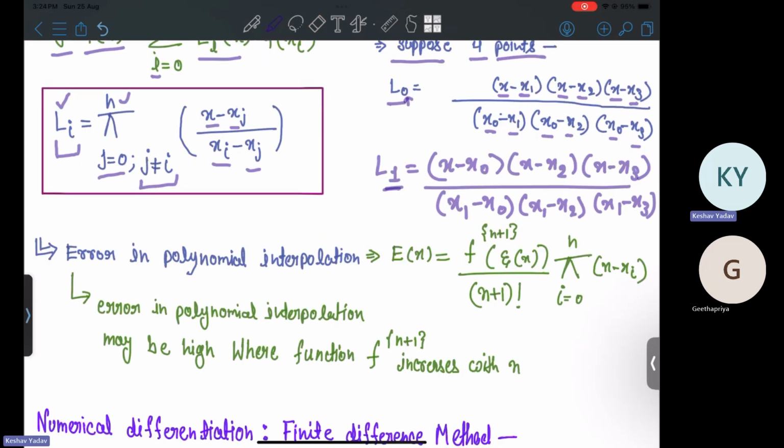Similarly, if I want to write L2, what will L2 be? x2 will not be there in the numerator. In place of x2, x1 will come. And in the denominator, in place of x1, there will be x2. Okay, this will be my L2. Fine. Is everything clear till now?